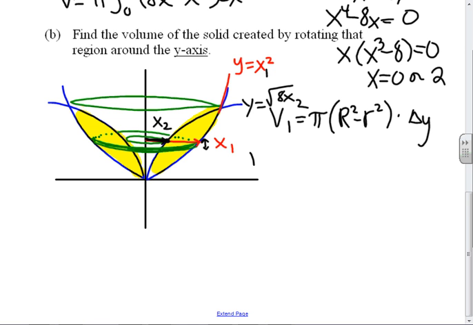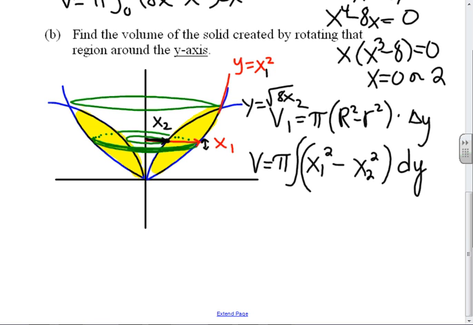Okay, ready? So the volume is pi. And we are going to integrate the outer radius, which is, which one? X1 or X2? X1. It's just a lot of keeping track, minus the inner radius, which is X2. And then this is dy. Notice I haven't worried about what the function is, because I don't care. Well, now I do. What variable do I want here? X or y? I want y.